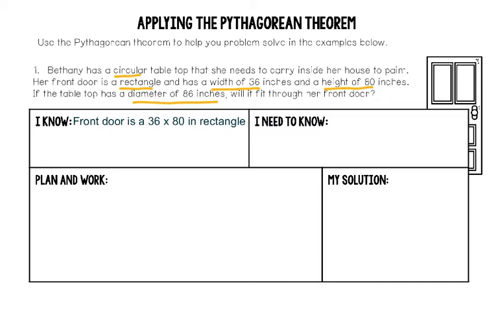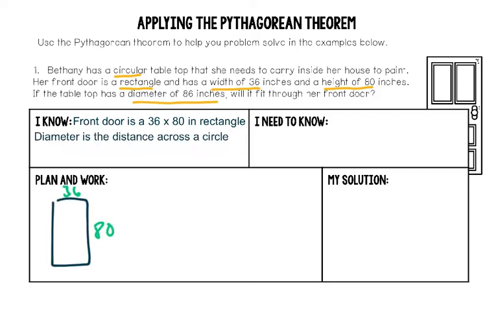All right, so the first thing I know is that the front door is a 36 by 80 inch rectangle. When I'm given a description like that in words, I want to draw that as a picture. So it can be a rough sketch, and go ahead and do that in the plan and work box. Here's my quick sketch of that door, and I labeled the width and the height.